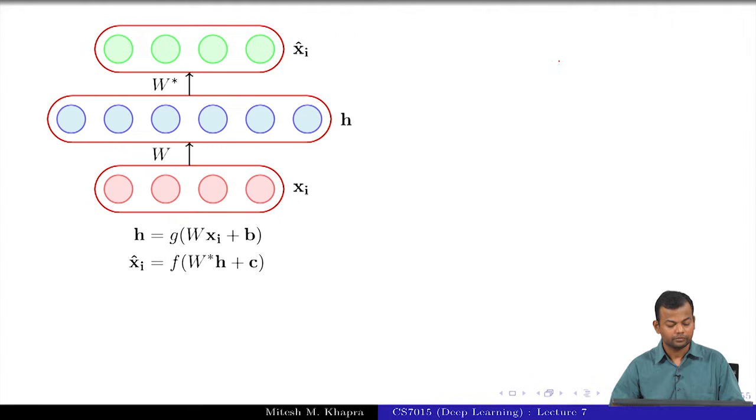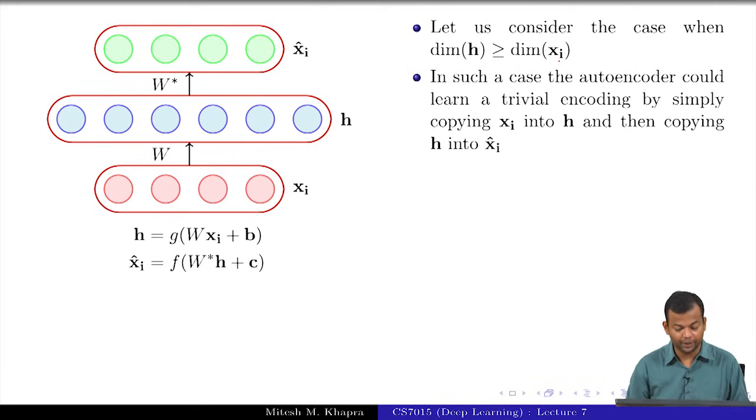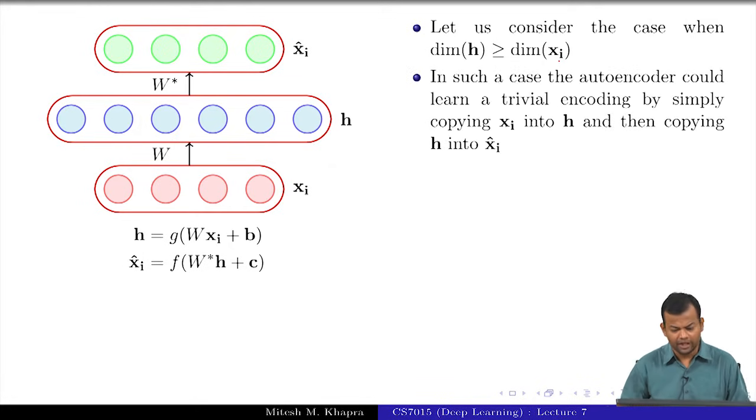Okay. Now, let us look at the other case where the dimension of the hidden representation is greater than the dimension of the original input. Such an autoencoder is, okay, I will tell you what it is called. So, we are looking at the case where the dimension of the hidden representation is greater than the dimension of the original input, right. So, now in such a case, the autoencoder could learn a very trivial encoding by simply copying xi into h and then copying h into xi, right.